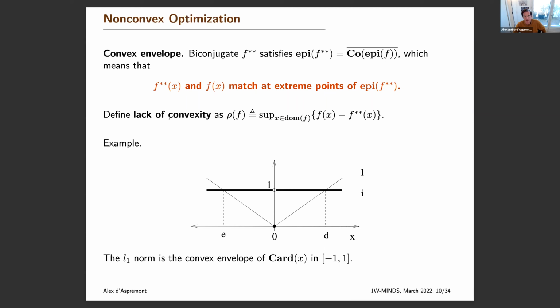And second, we're going to define a quantity called the lack of convexity, as a term rho of f. And that's just the maximum difference between f and its convex envelope. And if we take this highly classical example where we relax the indicator function by the absolute value on the interval -1, 1, the lack of convexity of the indicator function is going to be equal to 1, right? So far, so good.